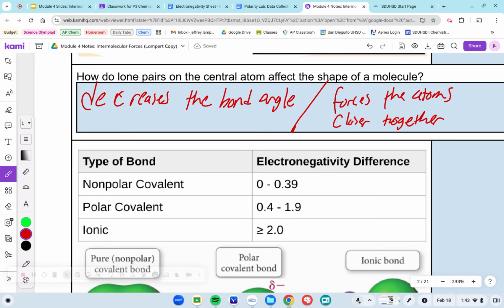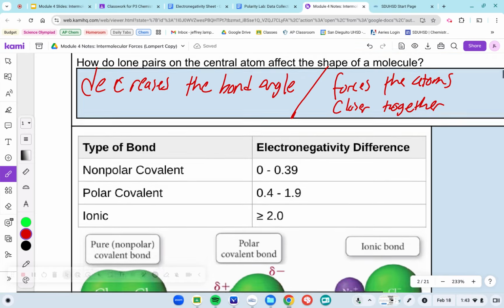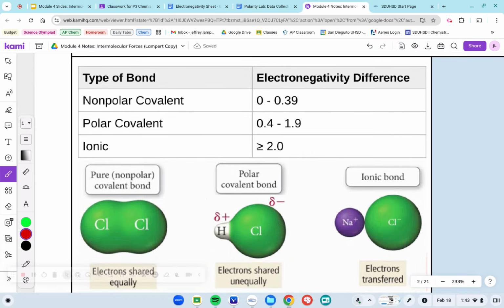Okay. Now let's go back to Module 3 for a second. Does this slide look familiar? Hopefully. The 4-day weekend made you forget everything.